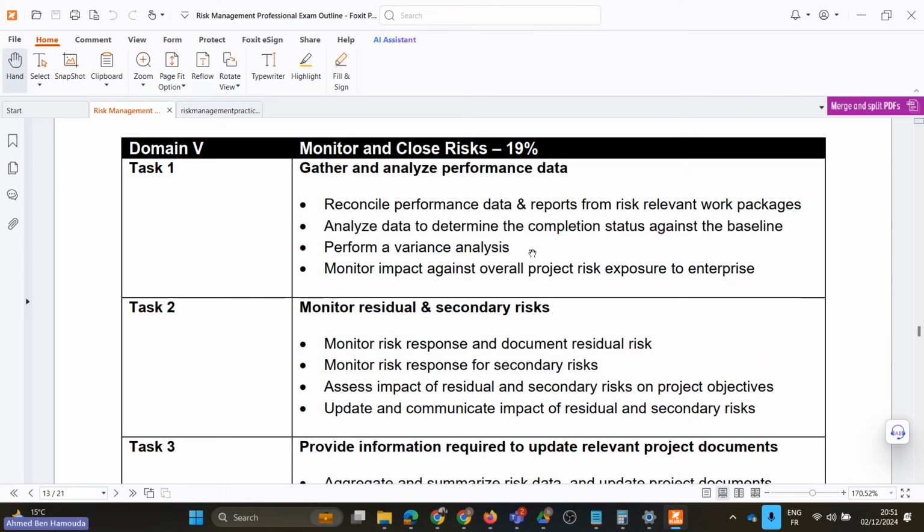So the first task is about analyzing the different performance data about the risks. Okay, so collecting all the performance data and also reports from the relevant work packages, plans, backlogs, etc., and checking the performance in the execution of the plan to mitigate the risks.